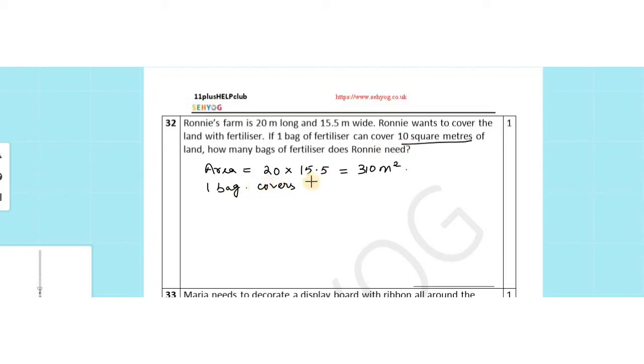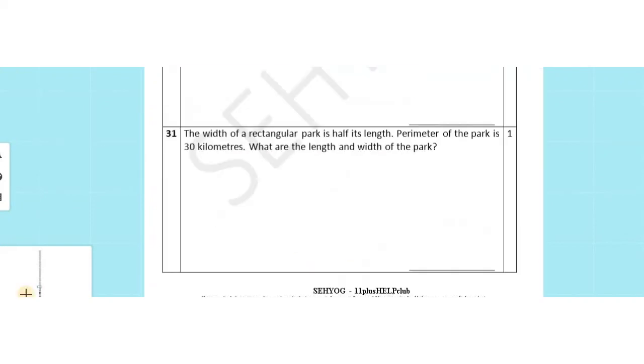So, how many bags will be required can be found by dividing the total area of the land by the area covered by one bag. So, 310 divided by small parts of 10 square meters each, we get 31 bags. Answer.